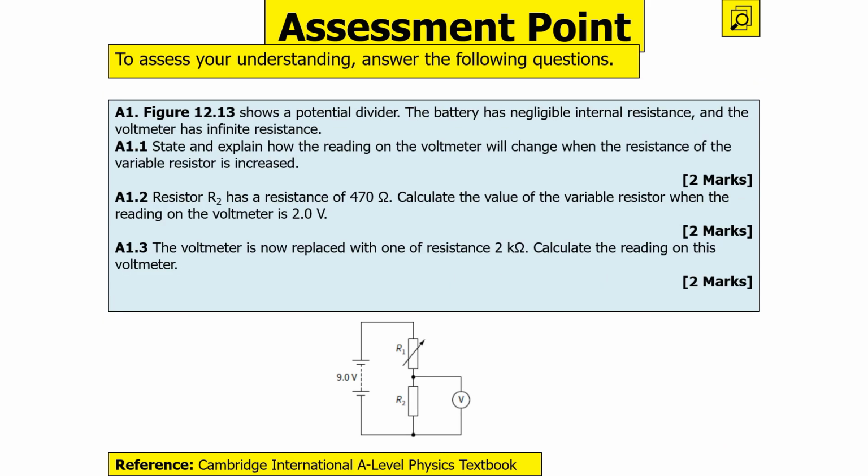The next question says, Figure 12.13 shows a potential divider. The battery has a negligible internal resistance and the voltmeter has an infinite resistance. State and explain how the reading on the voltmeter will change when the resistance of the variable resistor is increased. Then resistor R2 has a resistance of 470 ohms. Calculate the value of the variable resistor when the reading on the voltmeter is 2.0 volts. The voltmeter is now replaced with one of resistance 2 kilo ohms. Calculate the reading on this voltmeter. So pause the video now, then unpause the video when you want to go through your answer.